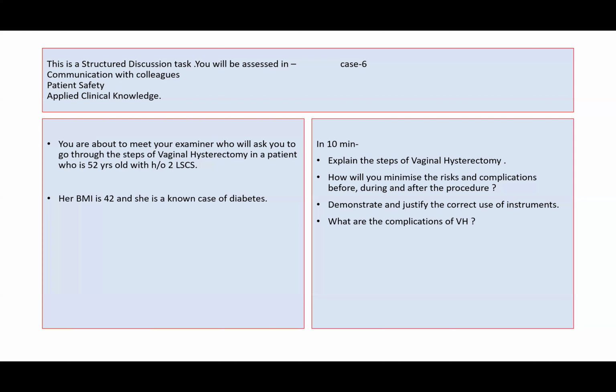I'll start. Yes, start, please. Hello, I'm Anita. I'm going to the case scenario. I'm ready for the discussion. All right. So I have 3 questions. First, you will explain the steps of vaginal hysterectomy. At the same time, you have to tell how are you going to minimize the risk and complications before, during, and after the procedure, and demonstrate and justify the correct use of instruments.